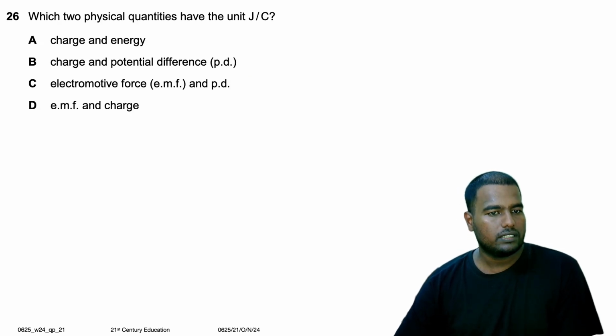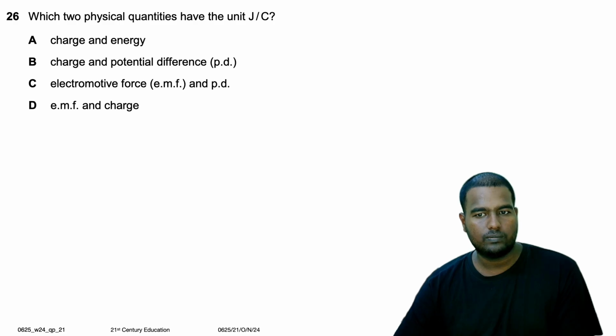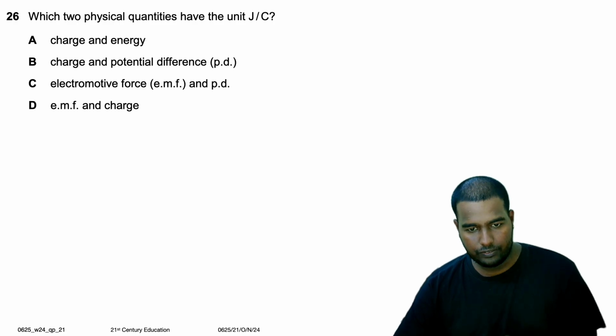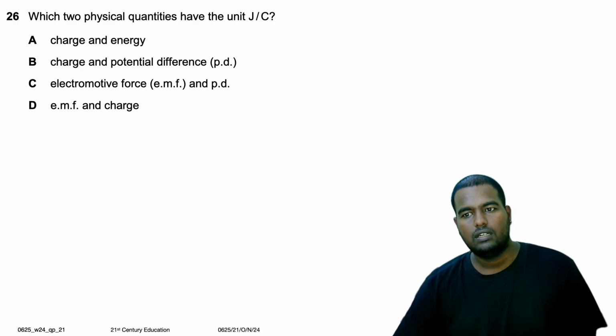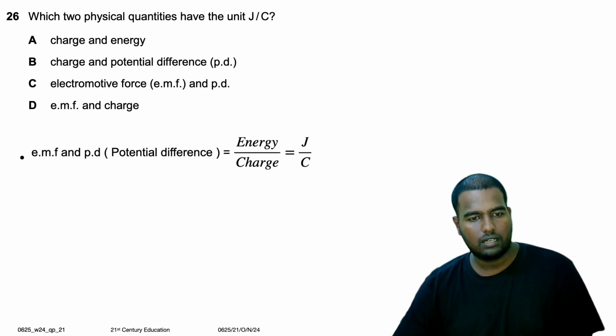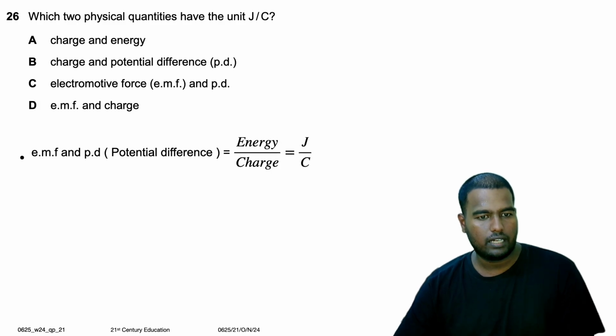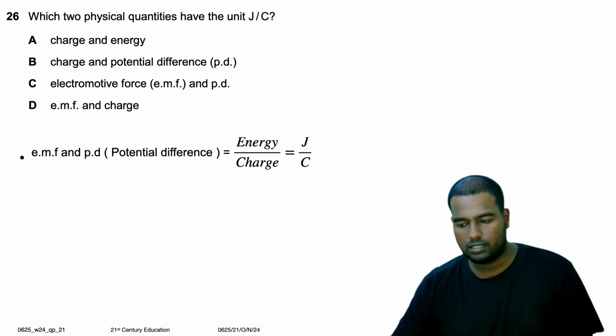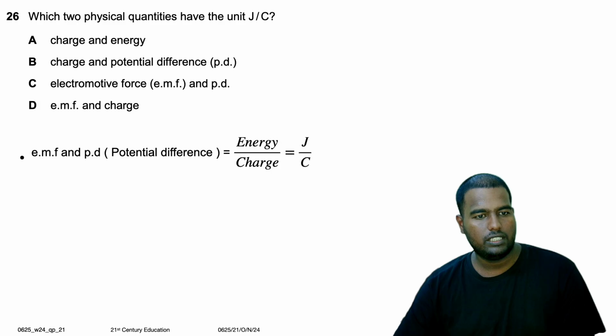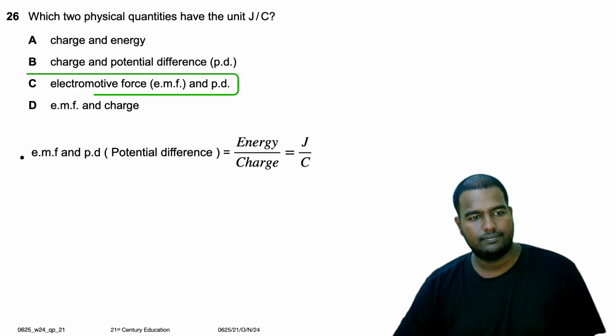Which two physical quantities have the unit joule per coulomb? Electromotive force and potential difference. We know by definition, electromotive force is energy by charge, joule by coulomb. Coulomb is C. So it's EMF and PD. Option C.